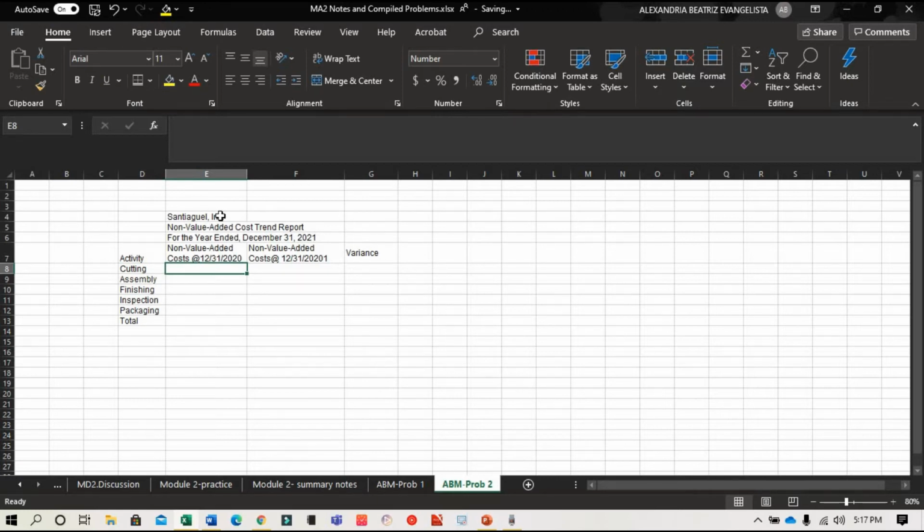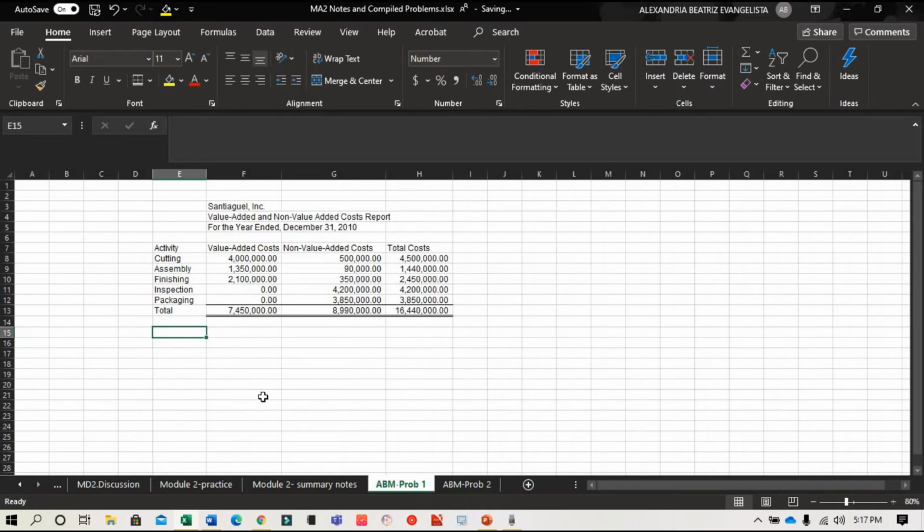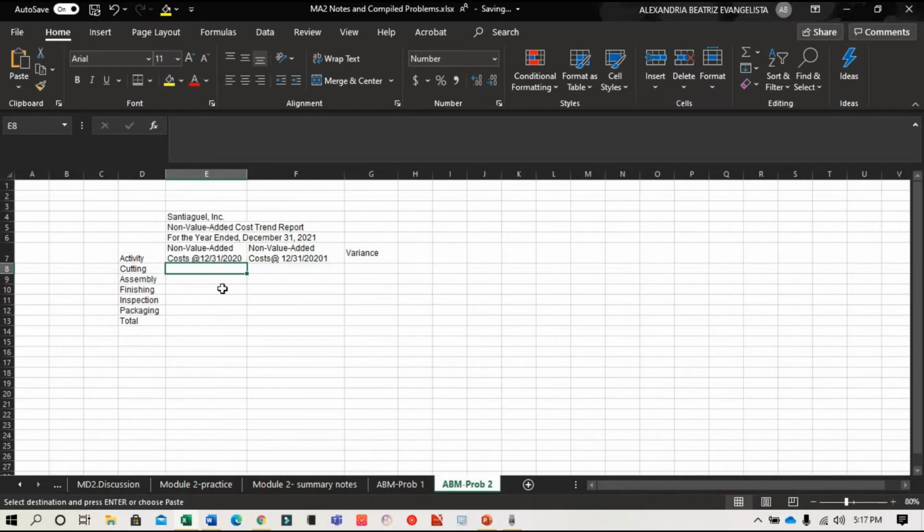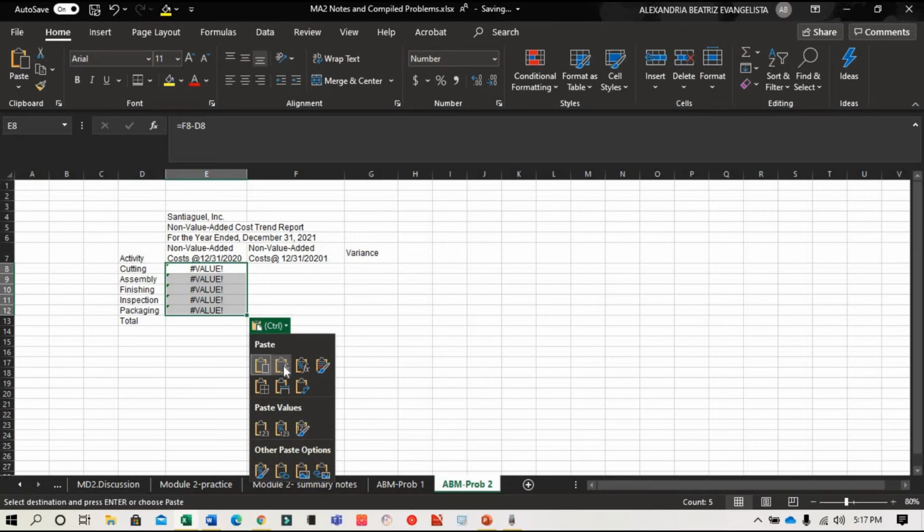So for the non-value added cost for last year, which is for the year ended December 31, 2020, we could just simply copy the values from the previous problem that we have solved. So just going to copy this part. Just place it in here.